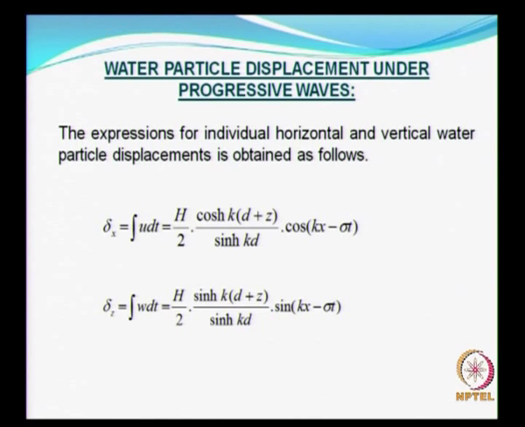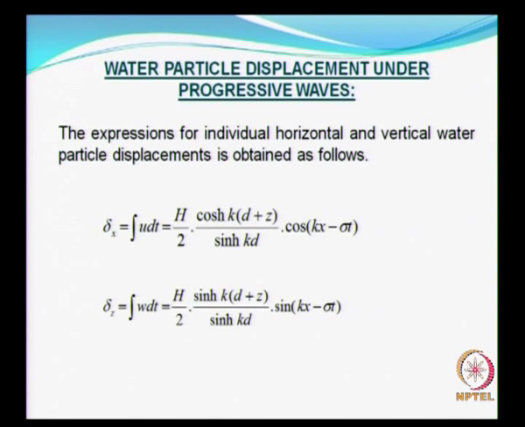If I am floating on the water surface in deeper waters, then I will be moving from my mean position in circular orbits like this. In case I am in shallow water conditions, then my movement from the mean position will be in elliptical orbits. Is that clear? This is very important, how the water particle motions take place under different water depth conditions, and that is what we are going to examine.